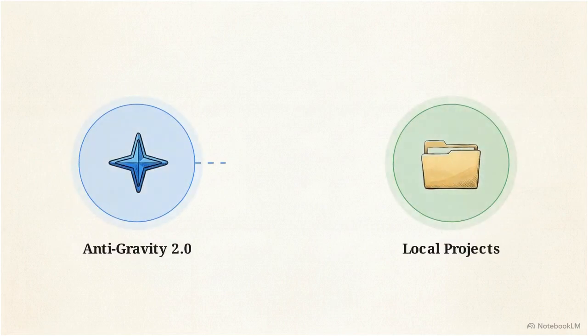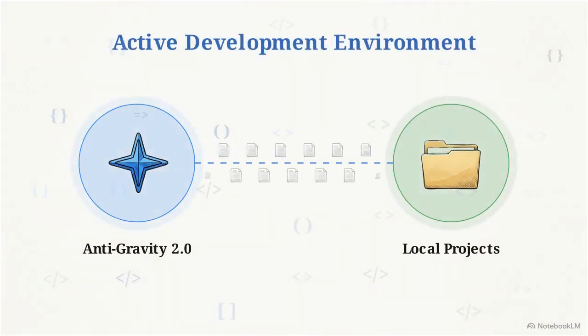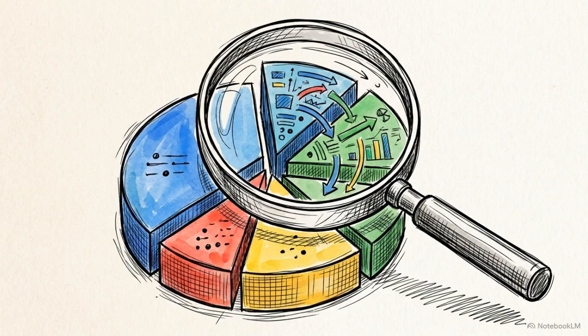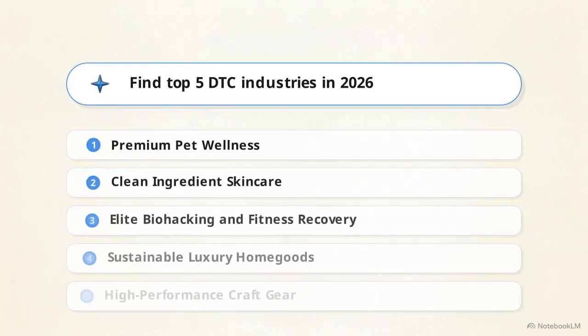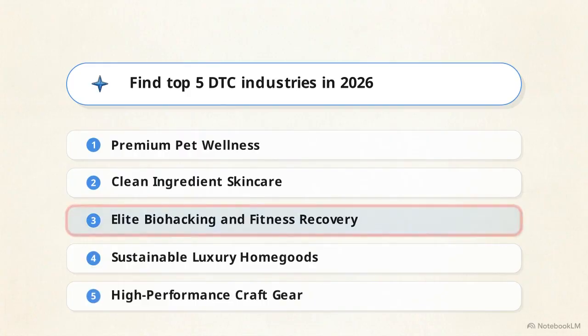Connecting the software to a local Projects folder allows the AI to read and write files directly, turning your computer into an active development environment. We will start by identifying a market. We ask the AI to search the web for the top 5 industries in 2026 that require premium direct-to-consumer websites.